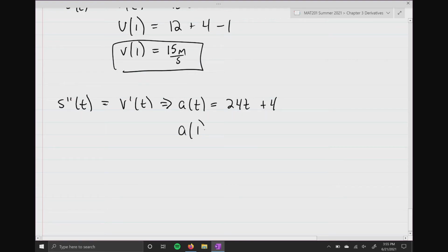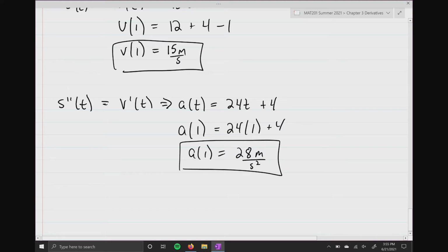Now we're going to evaluate this at 1. So the acceleration is increasing by 28 meters per second squared. Once again, I'm just making up these units. That's all. It's 24 times 1 is 24 plus 4 is 28. And that is how fast you can really start to do these types of derivative problems. The key is being able to apply the proper rule.